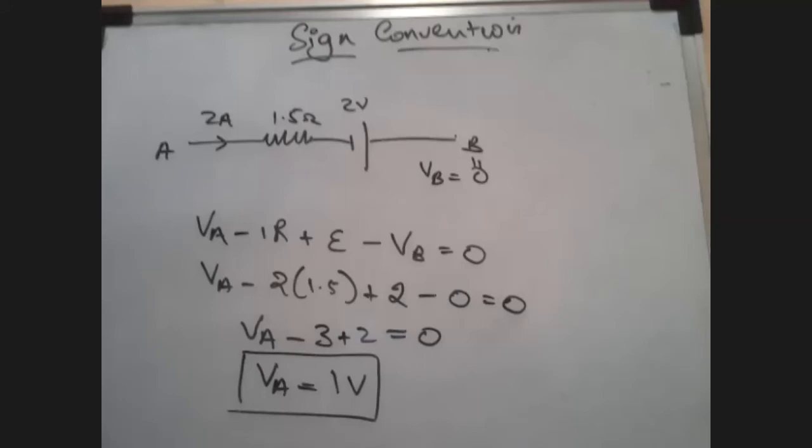Let's say this is A, this is 1.5 ohms, this is 2.5 ohms. This is B, and then this is 2 volts. Then C, and I will put a D over here. I'm asking you to find out the potential between A and D.